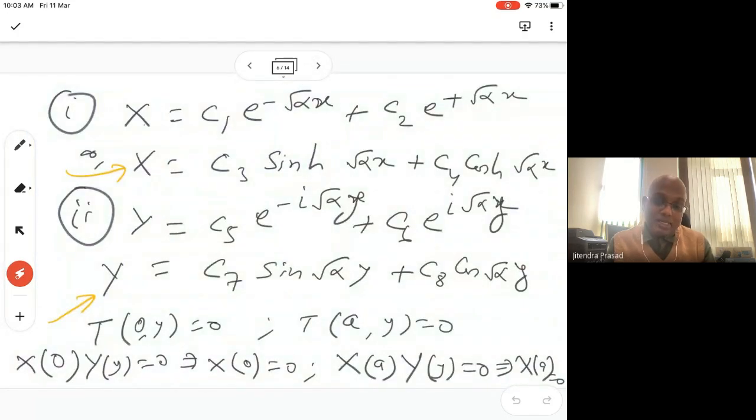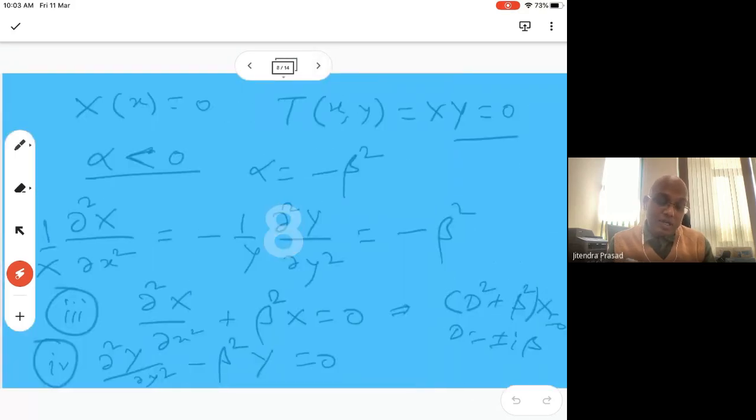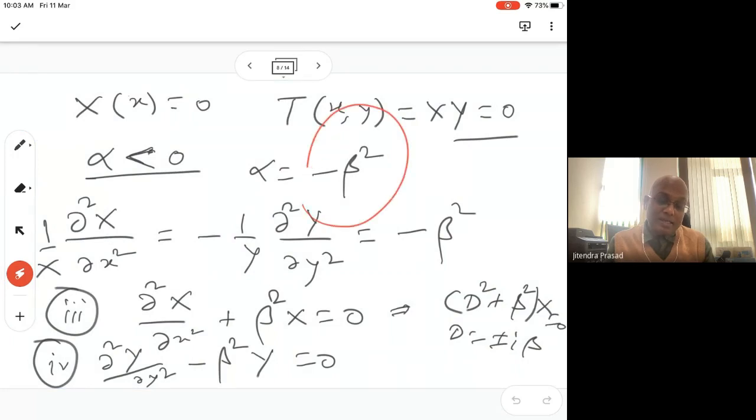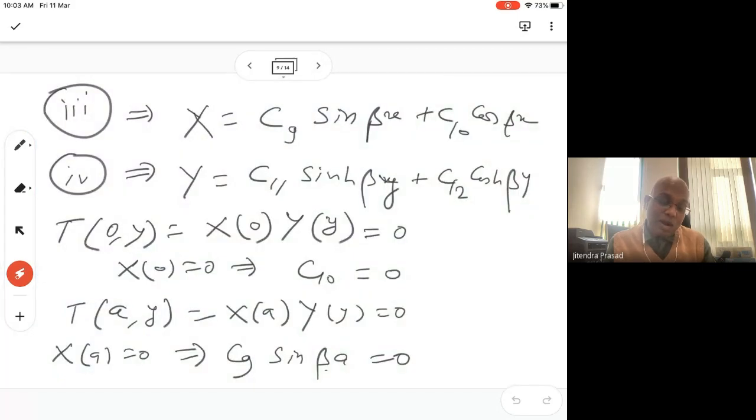So in that case, what happens? We have to take alpha as negative, and hence we used alpha equal to minus beta square, where beta is unknown. Remember, beta is unknown. We also have to find beta itself. Anyway, we did this analysis and found two kinds of solutions.